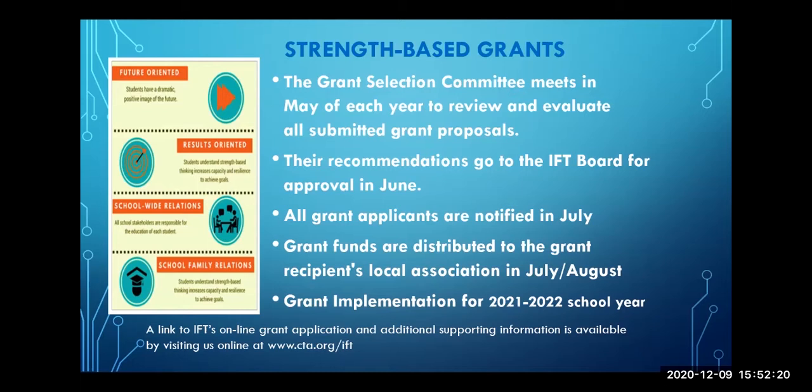It goes to the board in May. The grant selection committee goes through it, and then we send that to the board in June for approval. The grant selection committee will have their recommendations. Once that's approved by the IFT board, all of the applicants are notified in July, whether you were awarded or not awarded. Then the grant funds are distributed to the grant recipients' local association, generally in July or August, when the checks are actually sent out. And then the grant implementation starts the following year.